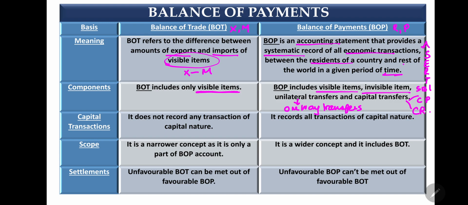The fourth distinction between balance of trade and balance of payment is that BOT does not record any transactions of capital nature, but in case of balance of payments, it records all transactions of capital nature. The next point is regarding scope. Because BOT includes only visible items, it's a narrow concept. BOP is a wider concept than BOT because it includes all the four components: visible items, invisible items, unilateral transfers and capital transfers.